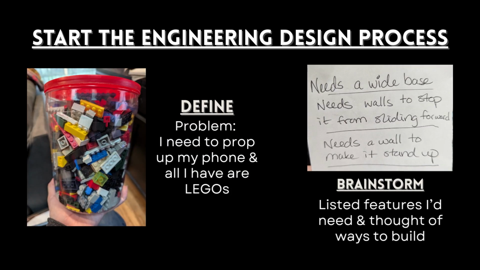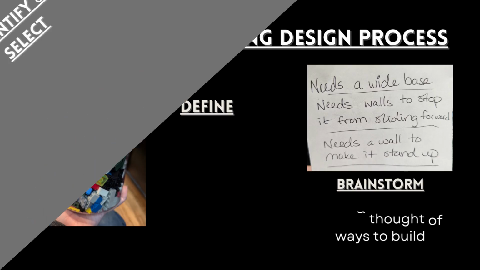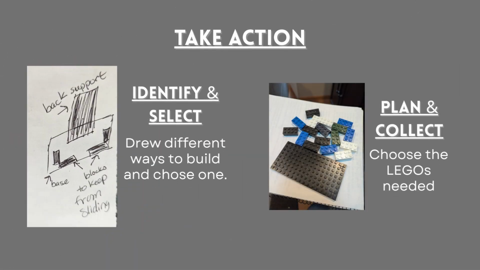I needed my phone to stand up so I could see it as I worked. I first identified my problem. I needed to build a stand to prop up my phone, but all I had on hand to work with was a container of Legos. So I brainstormed. I thought of different ways I could build my stand and what I would really need my design to have. I then identified and selected, after looking over all my ideas, list of needs, and sketches, a design that I thought would work best.